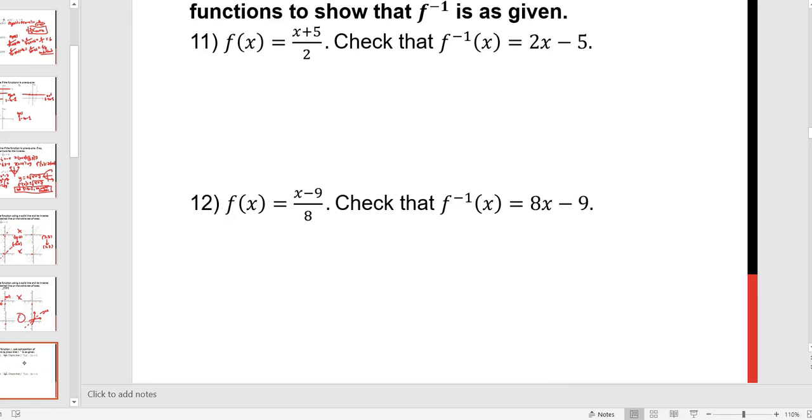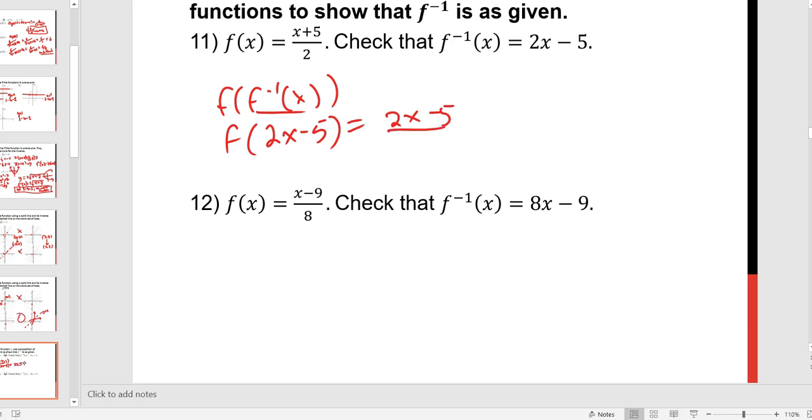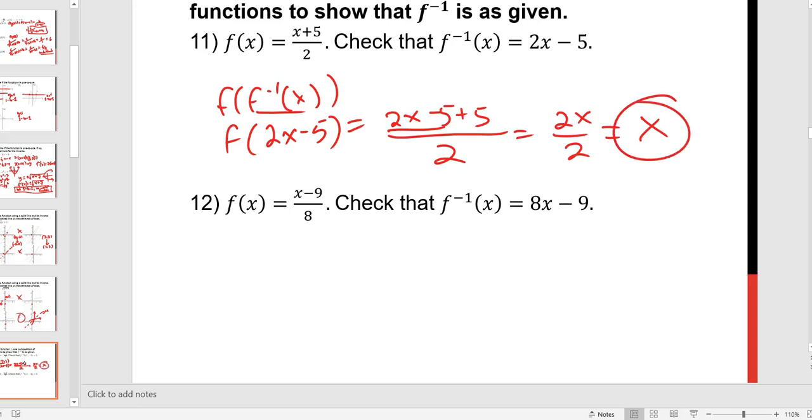So we plug one function into the other function. So I'm going to check on the inverse, or on the inside. That is 2x minus 5. So if I plug that into the f function, I get, in place of the x, plus 5 all over 2. We start combining like terms. 2x minus 5 plus 5 just becomes 2x over 2. The 2's cancel, leaving us with just x. This is an inverse function. This is correct.